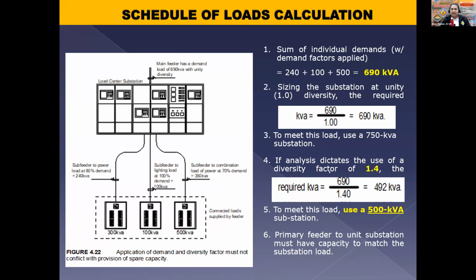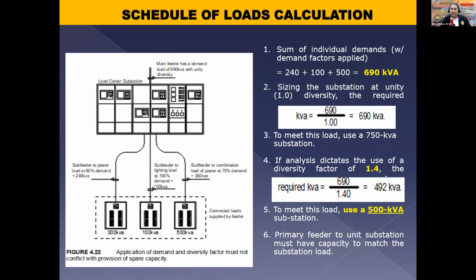So si 690 i-divide pa natin ng 1.4. Ito yung diversity factor na impact, no. So meaning to say, si 690 kVA na demand, we should have used a 750 kVA substation, or kung i-bank mo yan, tatlong 250 kVA.